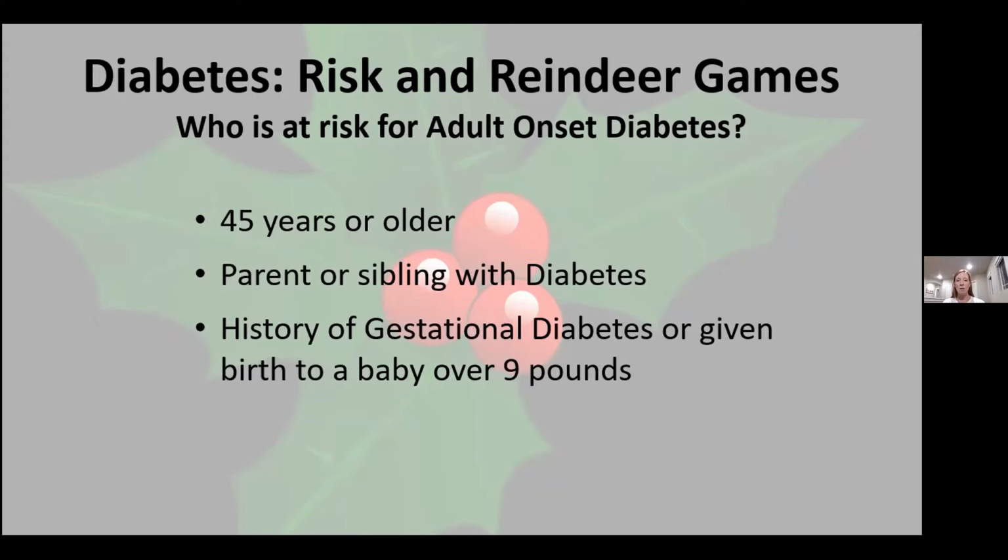The risk factors might be if you're 45 or older, if you have a parent or a sibling with diabetes, so a family history, or women with a history of gestational diabetes, or if they've given birth to a baby over 9 pounds. And there's another one that I think I missed putting in this, is that babies who were born to a mother who had gestational diabetes are at an increased risk as they grow older as well.